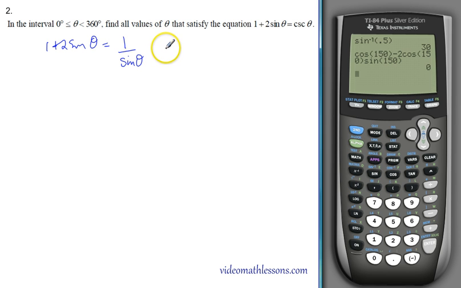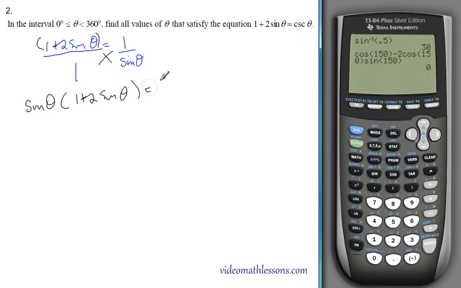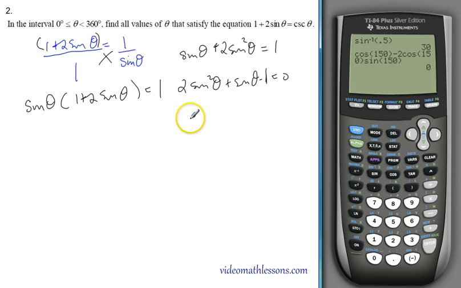Now that's actually good for us. You might not think it looks good, but if I put this over 1 also, I have a fraction equals a fraction, and I can cross multiply. So I'm going to put sine theta times 1 plus 2 sine theta equals 1. Now you might be tempted to draw the line right here, the only issue is it's not set to 0. So I'm going to distribute. Sine theta plus 2 sine squared equals 1. Set it to 0. I'm going to move things around. I get 2 sine squared plus sine minus 1 equals 0.